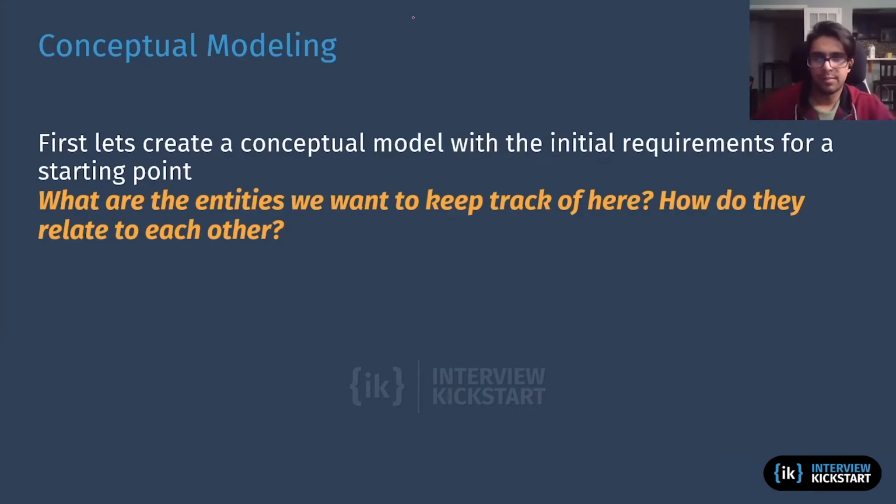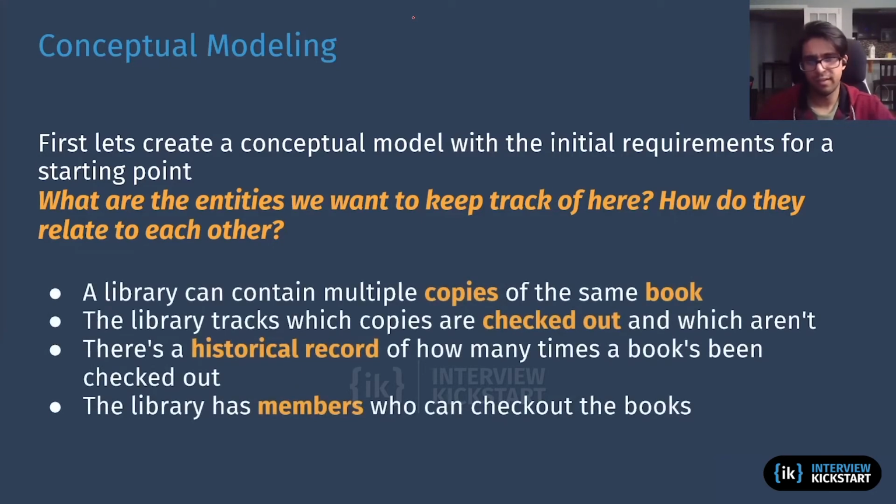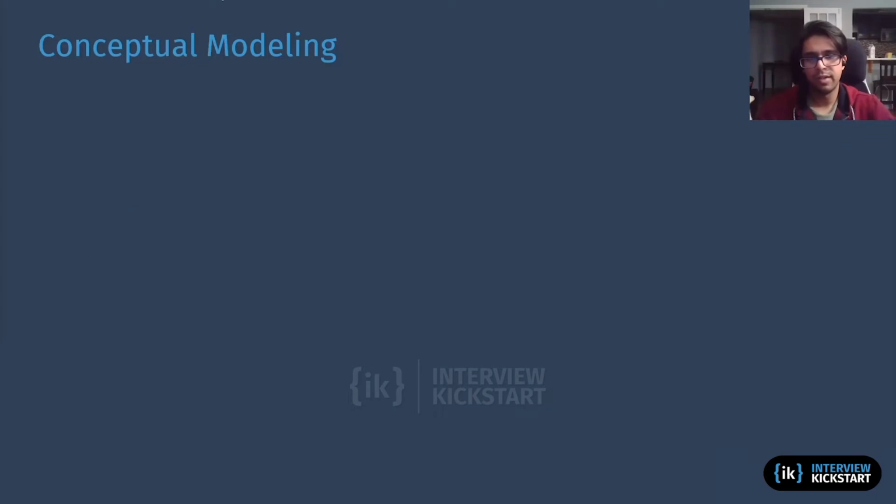Okay, so for conceptual modeling, this is probably a review, but we want to ask ourselves what entities we want to keep track of and how do they relate to each other. And you saw before we started thinking about that, where there's entities, there's books and there's transactions that occur with them. There's members that are doing the transaction. So, okay, I have a picture in my mind, and from here, I'm basically ready to start whiteboarding.